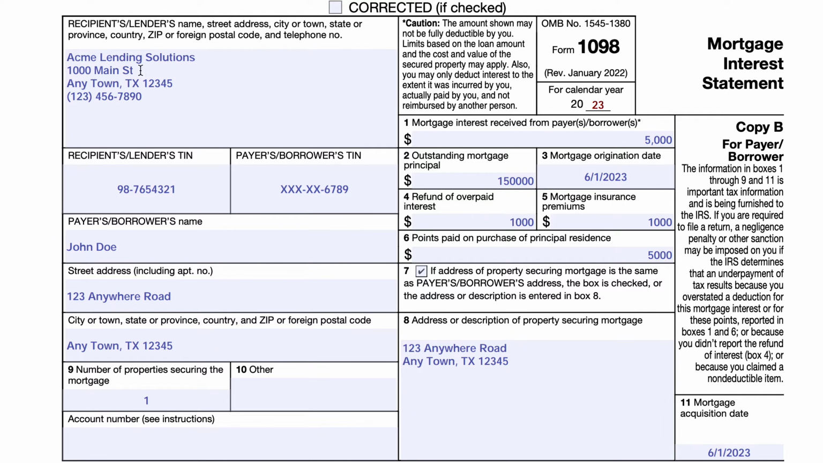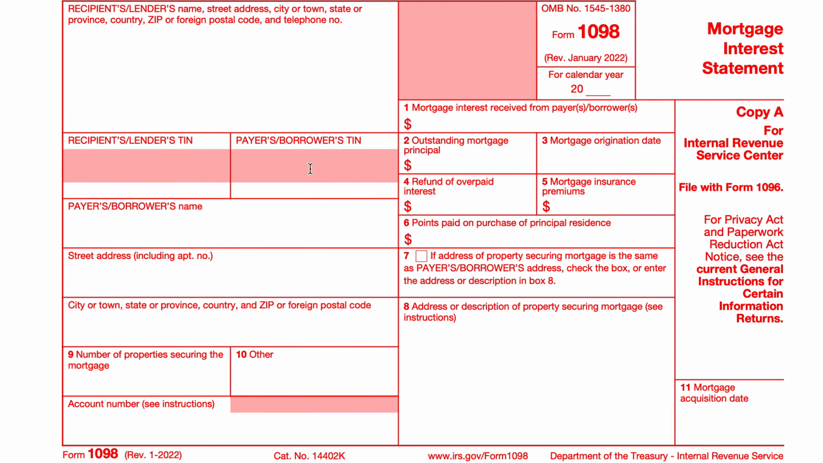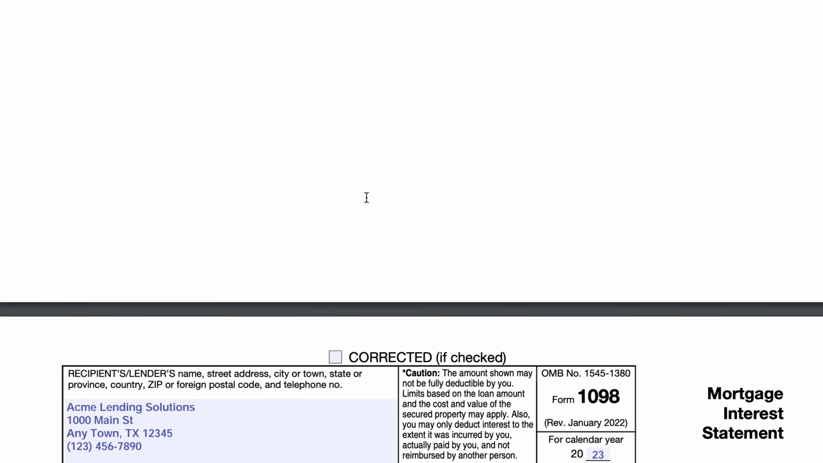So on the left-hand side, you'll see the information for both yourself and the lender. So in this case, John Doe has a mortgage that he's paying interest on to Acme Lending Solutions. You see their full taxpayer ID number. His taxpayer ID number or his social security number is truncated. On the IRS version of this form, it won't be truncated. It'll contain the entire social security number or taxpayer ID number.